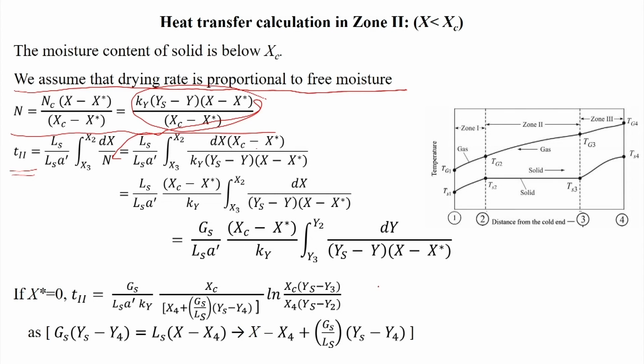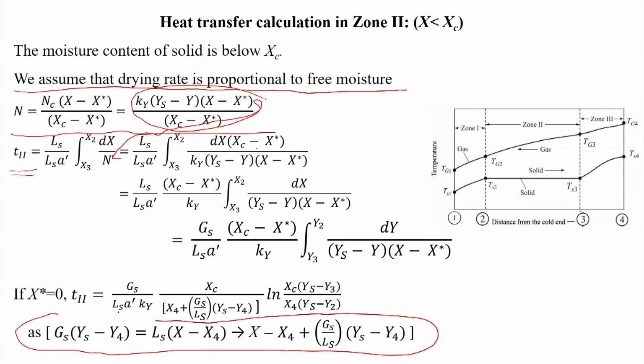Now, for this X we need to do one more thing, a moisture balance. For this zone, Gs into (Ys minus Y4), that is also Y3, is equal to Ls into (X minus X4). From there we get X is equal to X4 plus Gs by Ls into (Ys minus Y4). We will put this value in for X. Now, if X star is 0, that is, if the equilibrium moisture content is negligible, then this part goes, this is 0 and this is also 0.